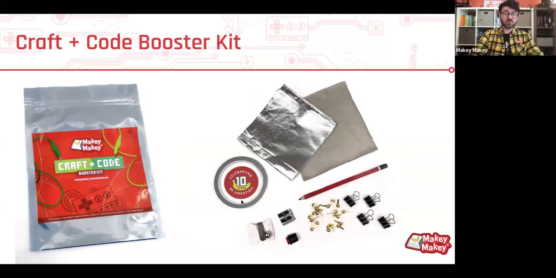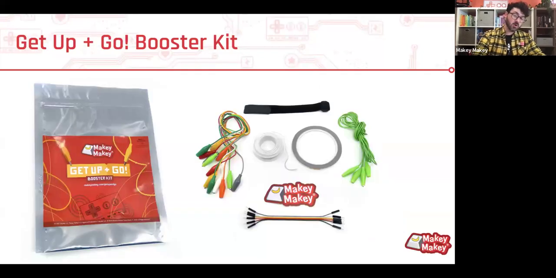We also have our booster kits. These have different types of materials for building. It's what we use when we're building projects. The Craft and Code booster kit has conductive material, maybe some stuff that you wouldn't be using. It uses the same conductive tape that we use, which is a little bit higher quality than copper tape. And then it just has a bunch of cool conductive stuff like conductive thread, a ball bearing, kind of an arcade button, some conductive fabric, things that we use in projects, some of which are a little bit harder to find or to source. And then the Get Up and Go booster kit.